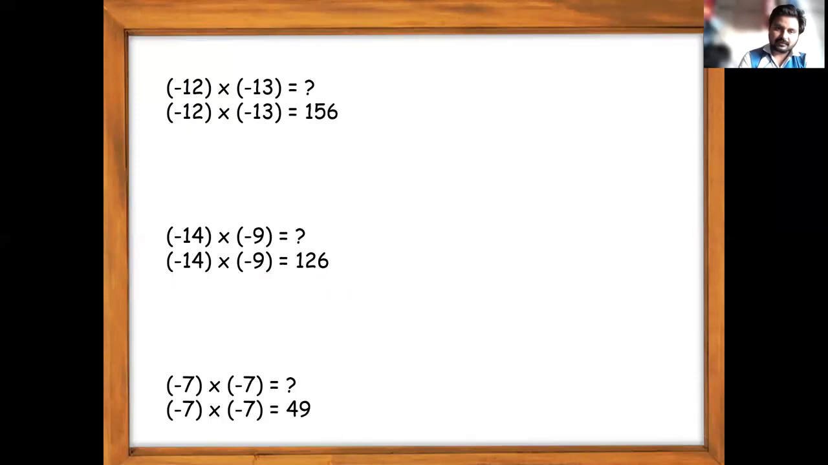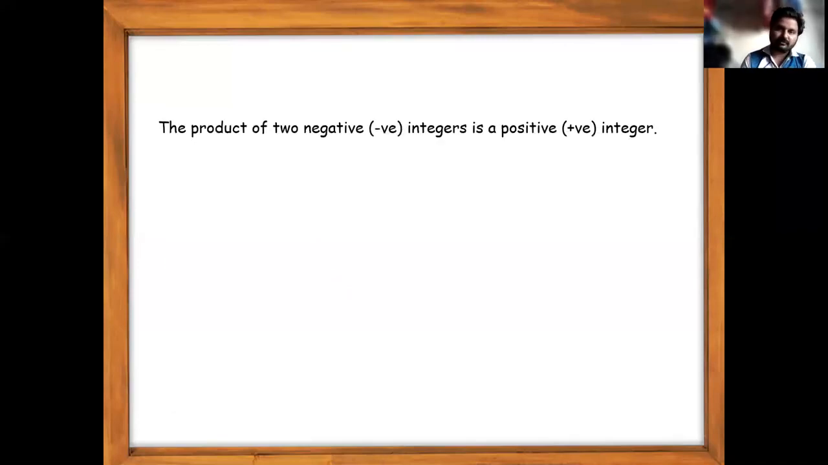Now look at all these examples and tell me, what do you infer from all these examples? Yes, that's absolutely correct. Whenever you multiply a negative number with a negative number, you get your final answer as a positive number. So we say the product of two negative integers is a positive integer. That is, a negative number multiplied by a negative number would give you a positive number.